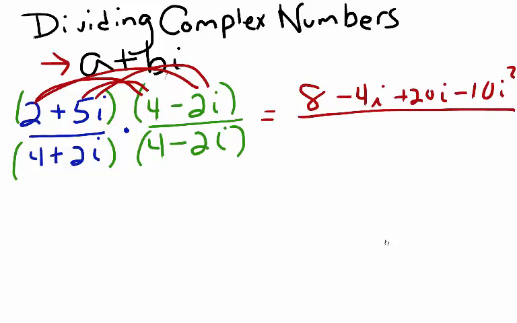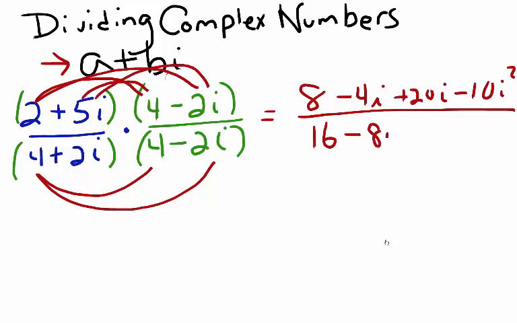Now I distribute terms in the denominator. We have 4 times 4, which is 16. 4 times negative 2i, which is negative 8i. 2i times 4, which is plus 8i. And then 2i times negative 2i, which is negative 4i squared. Now we simplify.